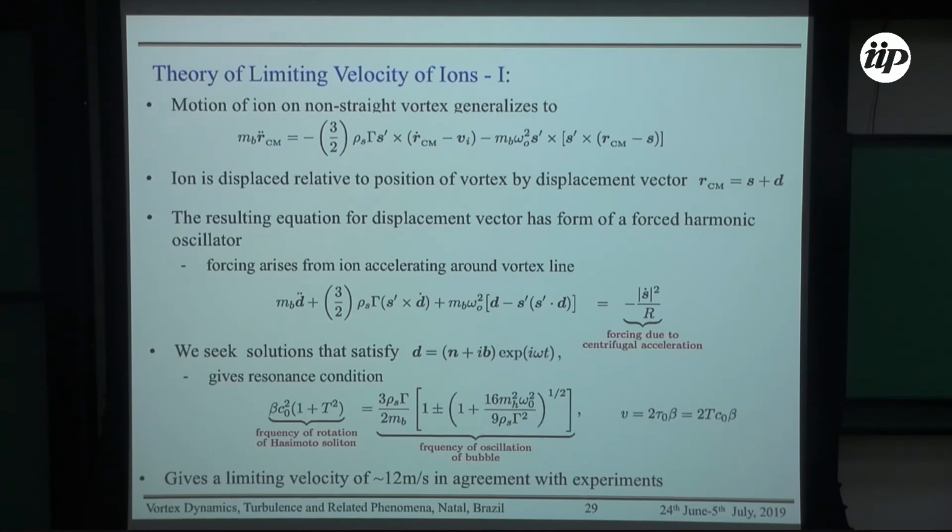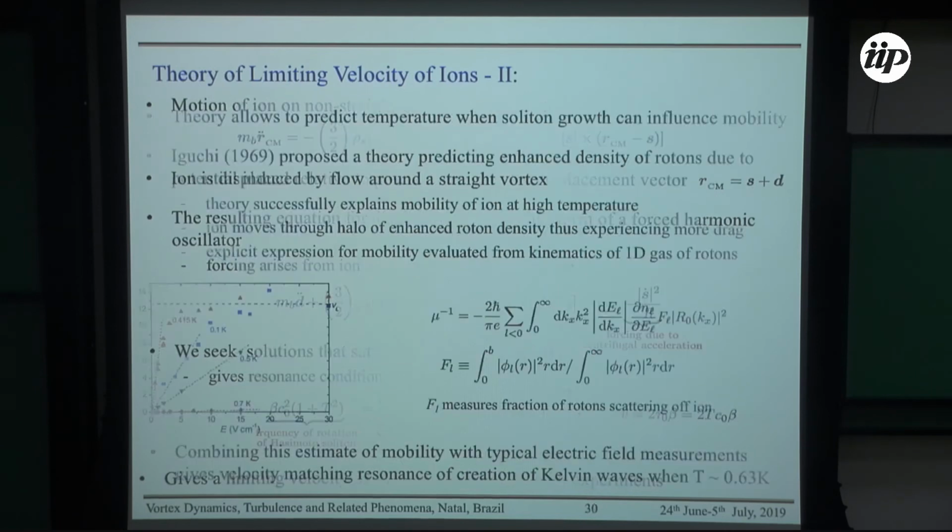And so this provides an ideal candidate for satisfying another resonance condition. If the frequencies of the two match, then the ion will start oscillating very strongly on the vortex and will emit Kelvin waves. That's essentially because the inertia of the bubble is different from the inertia of the vortex, because they have different effective masses. Matching the frequency of the soliton with the frequency obtained from a solution of this equation, we obtain the limiting velocity of 12 meters per second, which is in excellent agreement with the measurements that I presented just a slide ago.